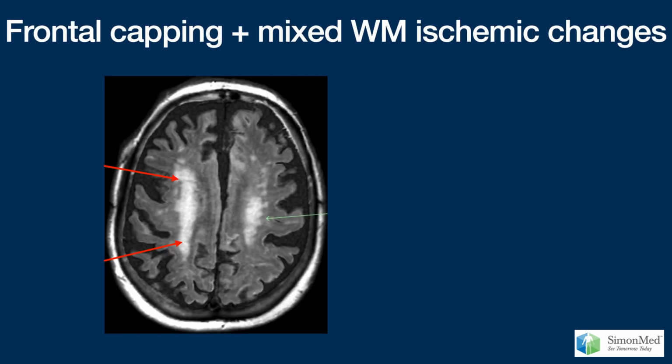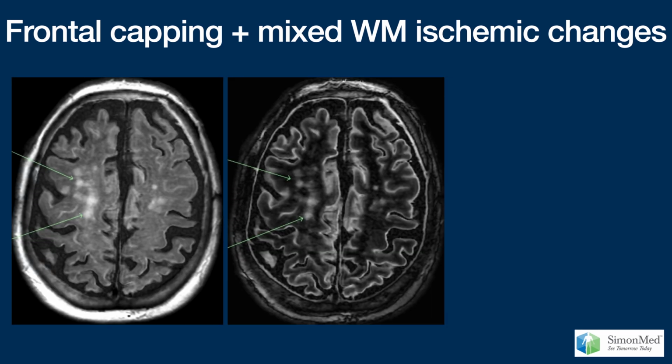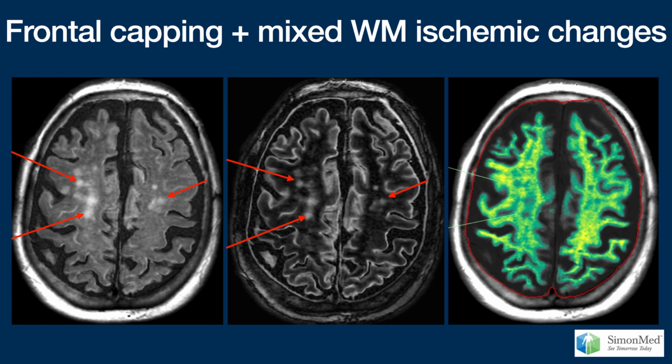Same case, a periventricular halo and ischemic changes on the right, ischemic changes on the left. Myelin is absent in the halo and highly variable in the ischemic changes. Same case, lots of supraventricular deep white matter ischemic changes. Myelin content is highly variable.